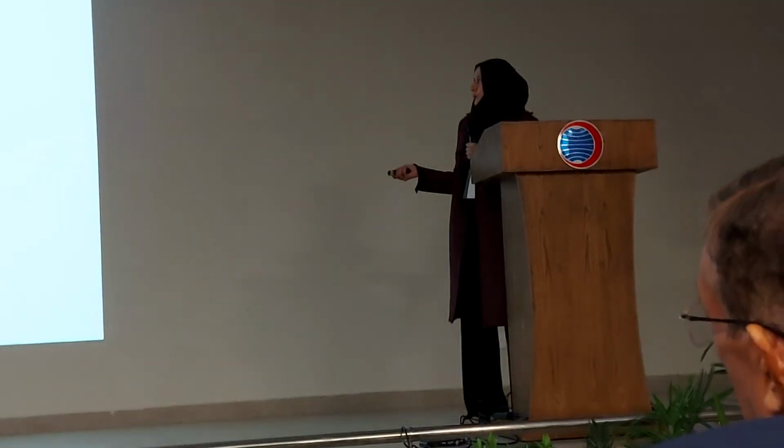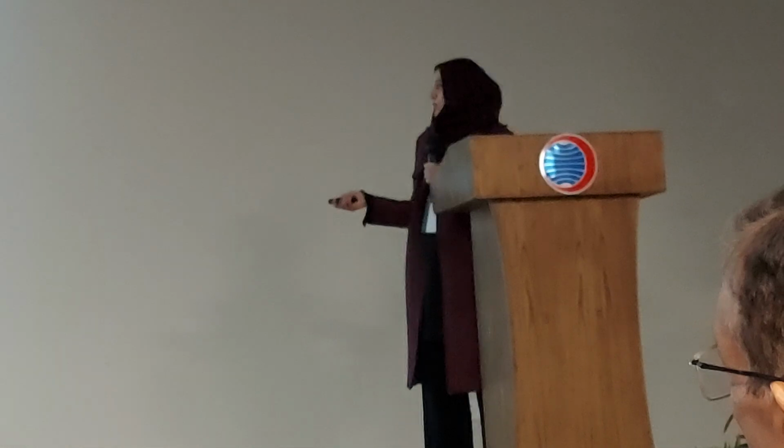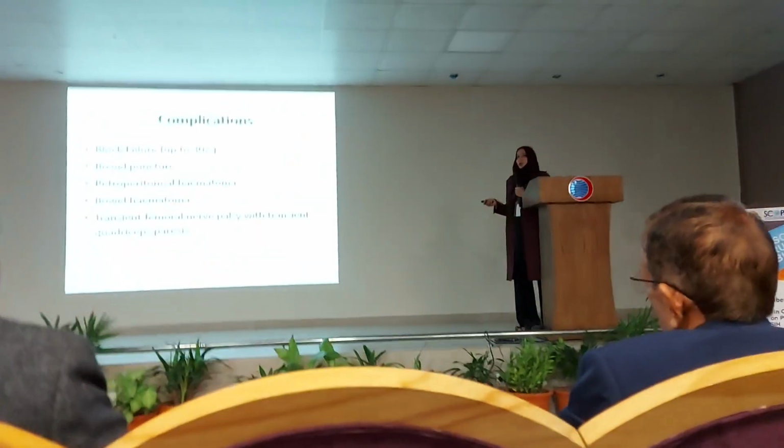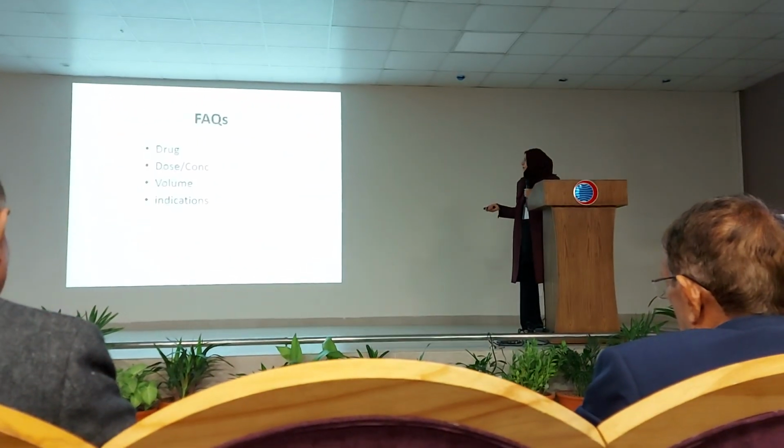Complications: there may be bowel puncture, retroperitoneal hematomas, bowel hematoma, transient femoral nerve palsy, transient quadriceps paralysis. The reason for femoral nerve palsy, or femoral nerve block along with these two nerves, is that they share the same sheath.